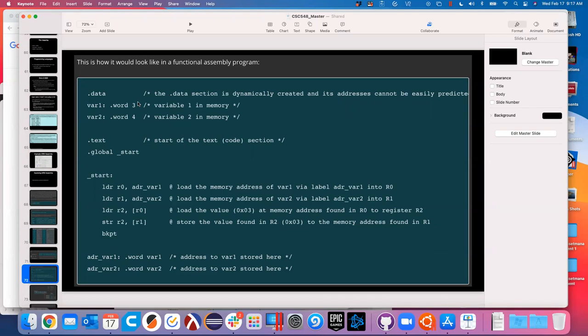If we were writing this in Java, we would have said int var1 is equal to 3, int var2 is equal to 4, var2 is equal to var1. That's the equivalent if we wrote it in Java. It's not substantially fewer lines of code. It is less, but not shockingly less for something so simple as this. But we probably like saying var2 is equal to var1 better than all this memory swapping stuff.